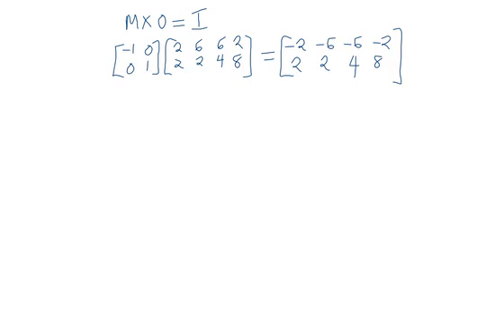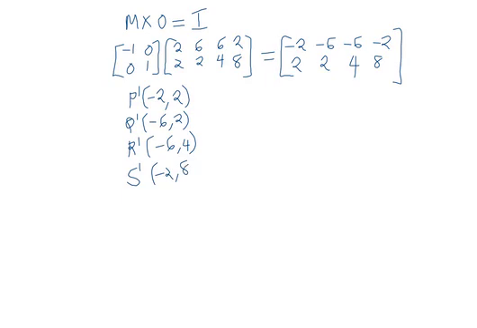So the coordinates of P' will be (-2,2). The coordinates of Q' will be (-6,2). Coordinates of R' will be (-6,4) and the coordinates of S' will be (-2,8).